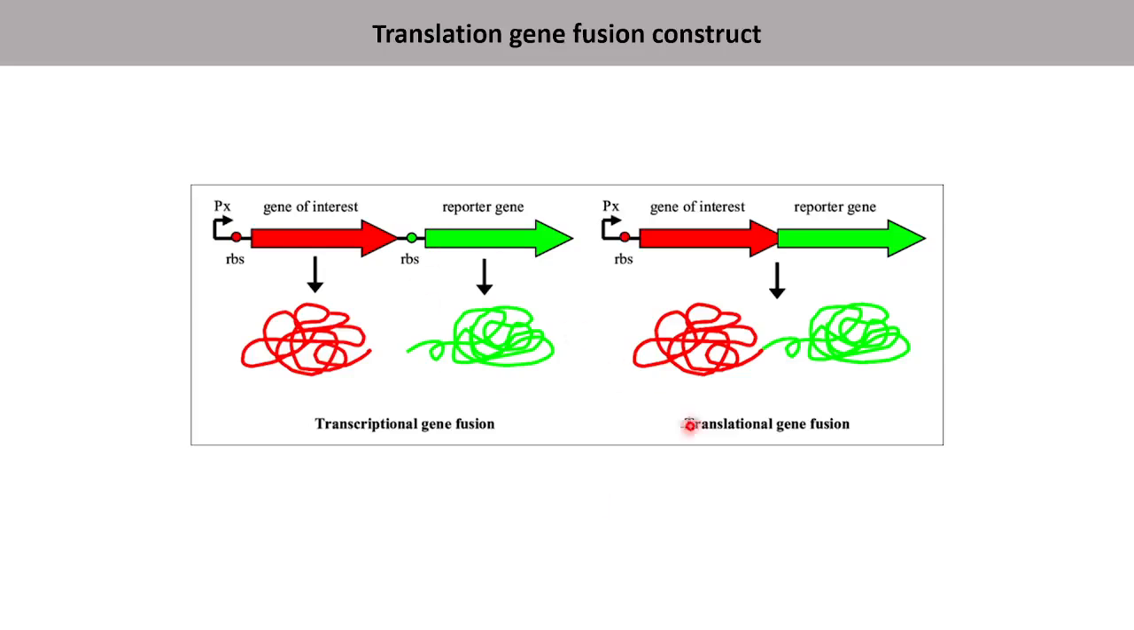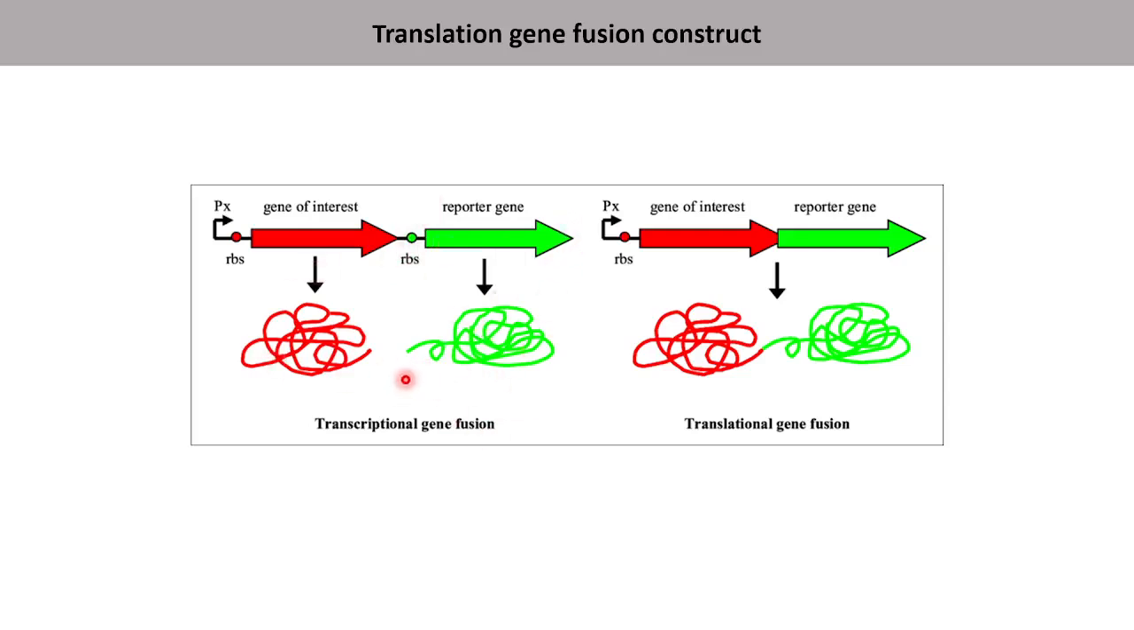If we try to understand this from the image, the first image shows a transcriptional gene fusion. Suppose this is a gene of interest and this is the reporter gene, and they both have their own promoter regions. That means the gene will start its transcription from this promoter, take a start codon from here, produce a protein with the gene of interest, and then stop here. Then it uses another promoter and another start codon, takes this reporter gene, stops here, and produces another protein.